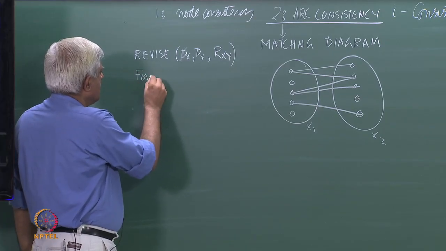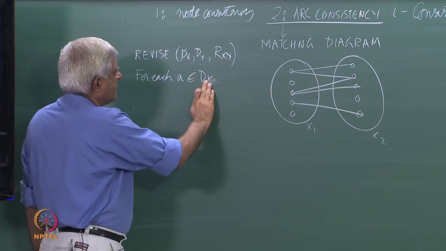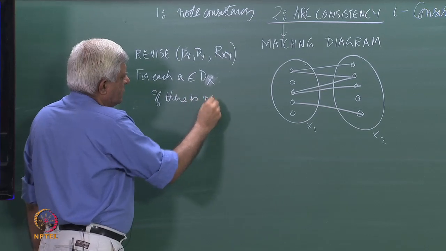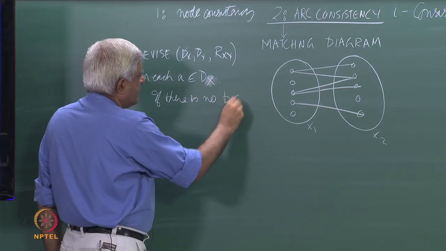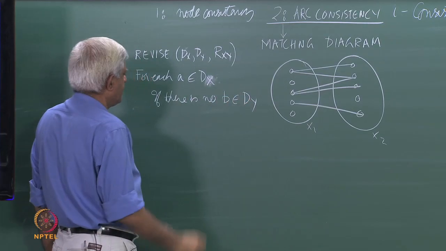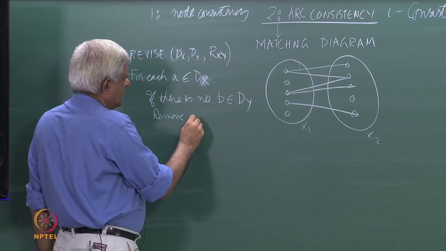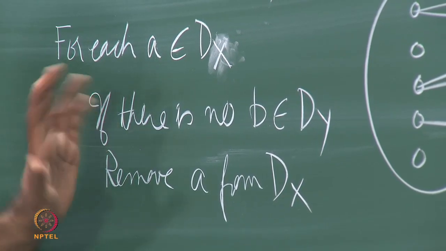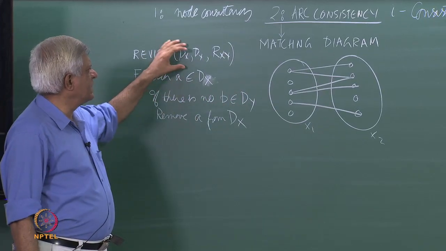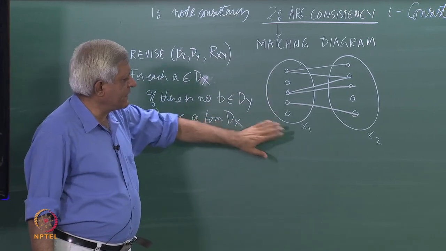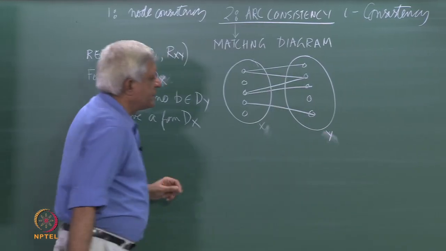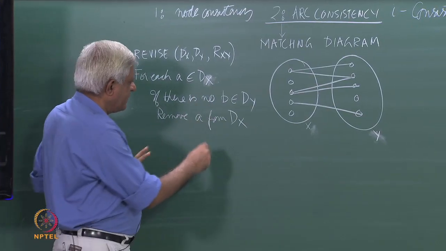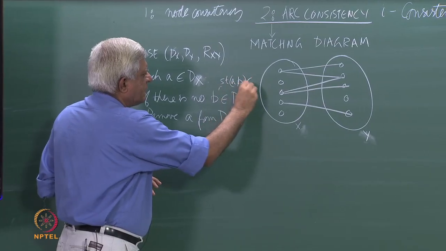So, for each a belonging to Dx, if there is no b belonging to Dy, such that (a, b) belongs to Rxy, remove a from Dx. Very simple procedure which looks at each value. This is a procedure which is only pruning the domain Dx. If this is x and that is y, it looks at each value of x, and if there is no b belonging to Dy such that (a, b) belongs to Rxy, it removes it.